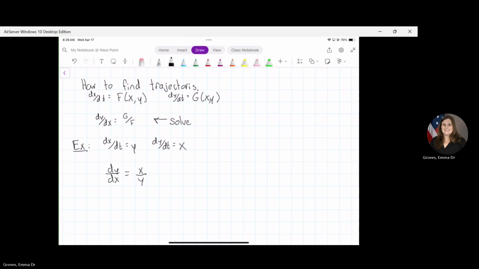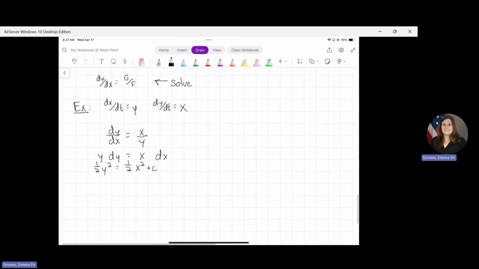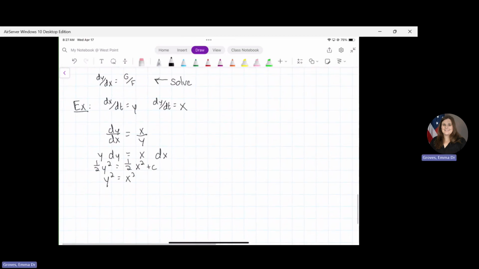How do you want me to solve this differential equation? Separation of variables, I love it. So I've got y dy equals x dx. If I integrate both sides, I'm going to get 1/2 y squared equals 1/2 x squared plus c. But I personally do not want to deal with these 1/2s, so I'm going to get rid of them by multiplying both sides by 2, which gives me y squared equals x squared plus c.